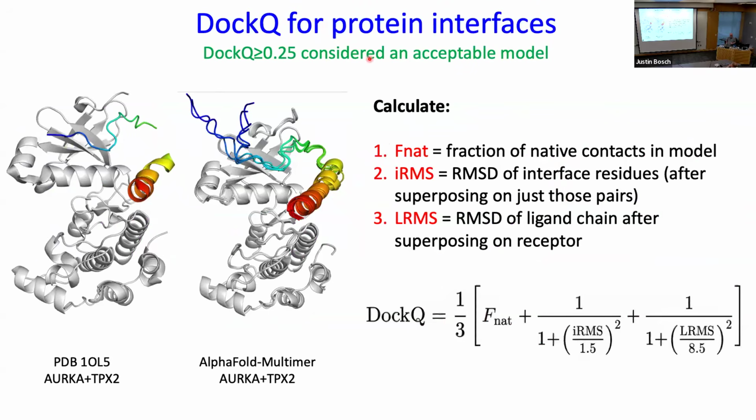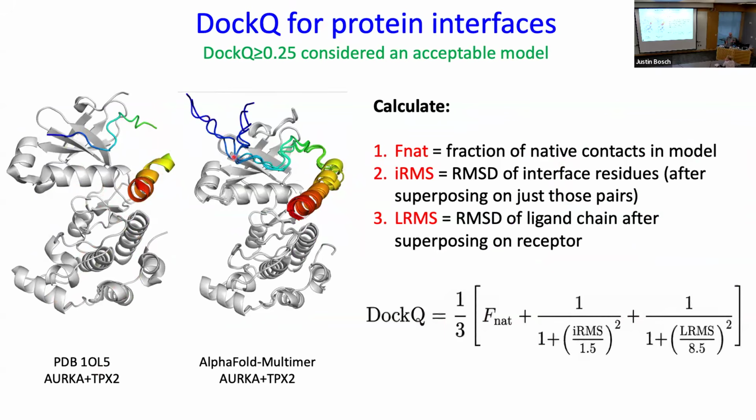There is something called DockQ, which was developed to assess. There was a competition called CAPRI, which is related to CASP, which was the structure prediction of complexes of proteins and how good any of the docking programs were for that. So on the left-hand side is 1005 again. It's aurora kinase with TPX2, small protein that activates it, disordered, but binds ordered.